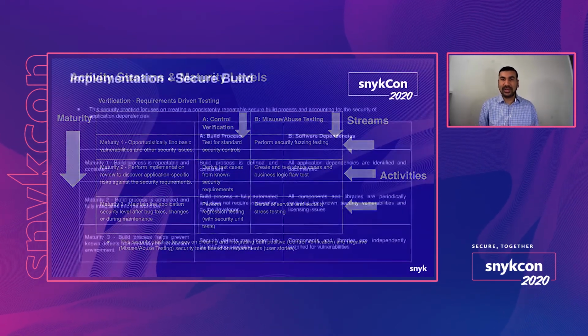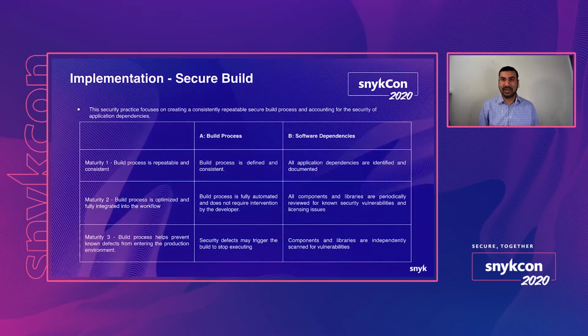Now let's look at secure build process. This practice focuses on creating a consistently repeatable, secure build process and accounting for security of application dependencies. The secure build practice emphasizes the importance of building software in a standardized and repeatable manner, and of doing so using secure components, including third-party software dependencies. This is where tools like Snyk come in handy.